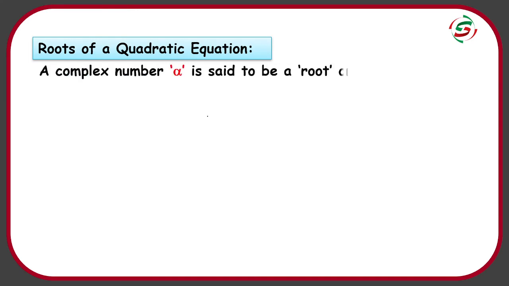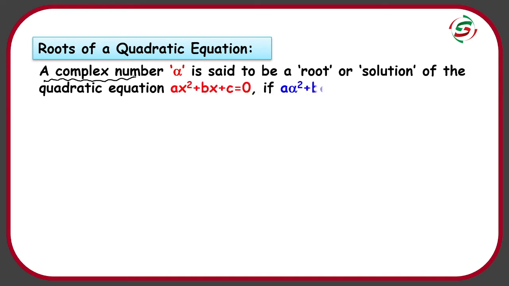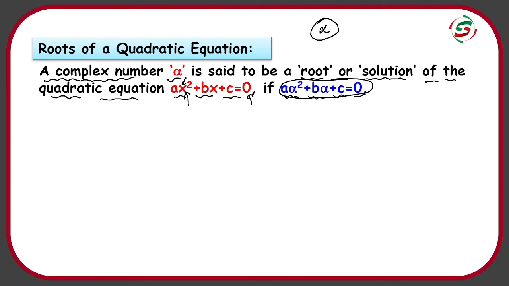Roots of quadratic equation means a complex number or a real number alpha is a root or solution of the quadratic equation ax square plus bx plus c equal to 0 if a alpha square plus b alpha plus c equal to 0. That means alpha is going to be the root. If I substitute it in x, it must be equal to 0. If I substitute alpha here, that is going to make this particular equation 0, then alpha is called the root of the quadratic equation.